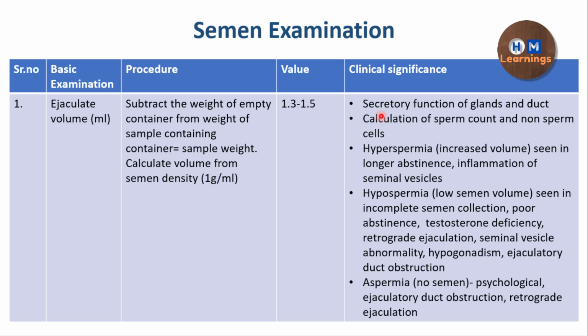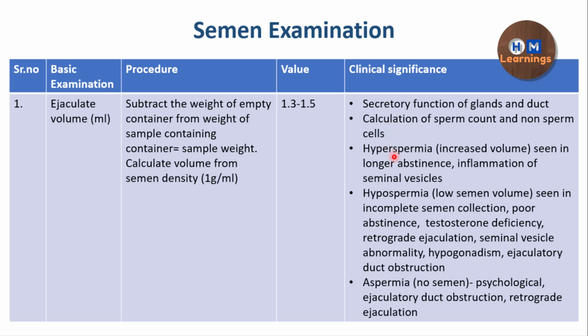Okay, the clinical significance of the ejaculate volume: since the seminal plasma makes up the major part of the volume of the semen, it gives us the status of the secretory function of the glands and the ducts. Also it is used for calculation of the sperm count and the non-sperm cells. This point will be clear in a further slide.